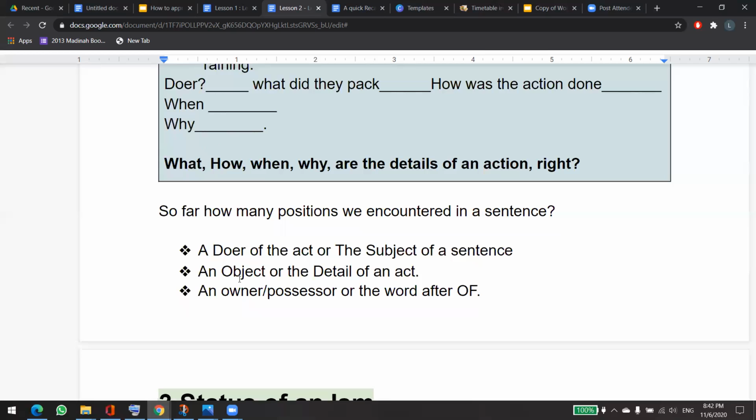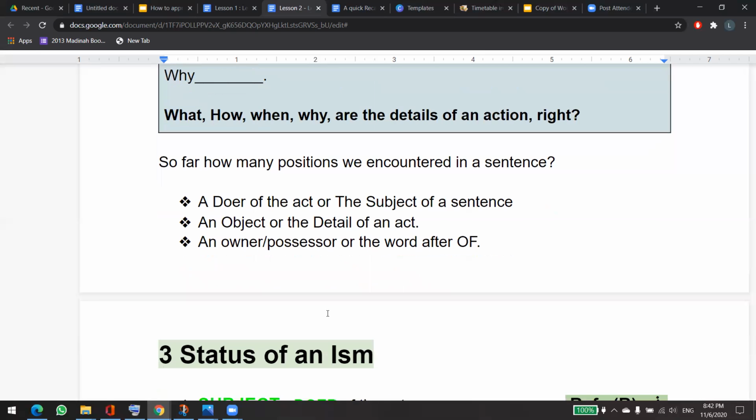Then we came across detail of an act, or object. And another position that we saw is owner or possessor. When you are looking at the translation of an Arabic sentence, if you see any word that comes after 'of', that is the owner or the possessor.